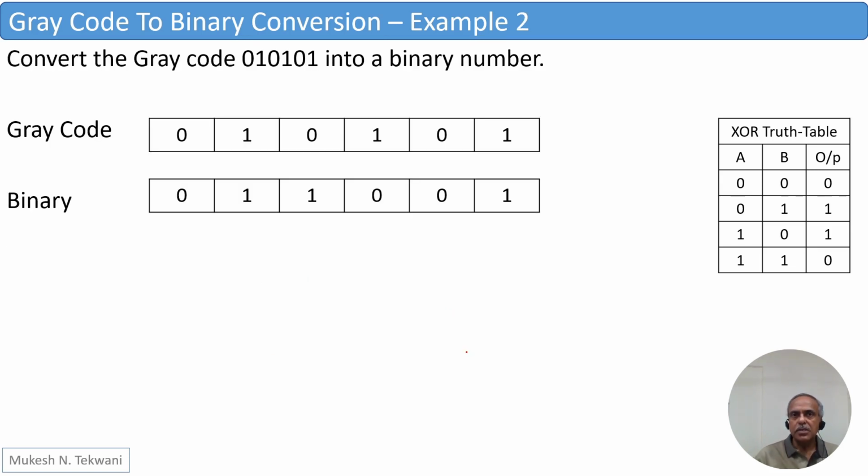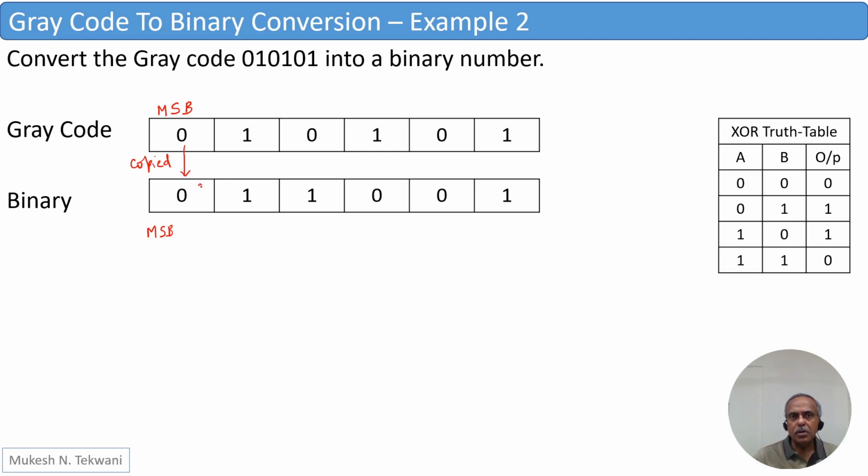Now in this second example, let us take the conversion of 010101 into its equivalent binary value. So here we have again the gray code, the bits that are given to us, 010101. This is our most significant bit. And how do we get this binary value? Let us observe. The most significant bit of the gray code becomes the most significant bit of the binary, so this value is simply copied into the MSB of the binary.